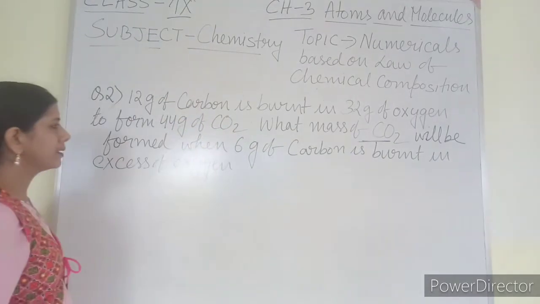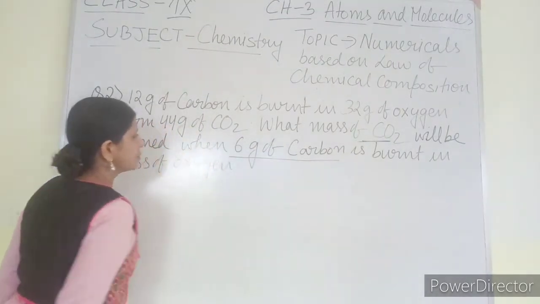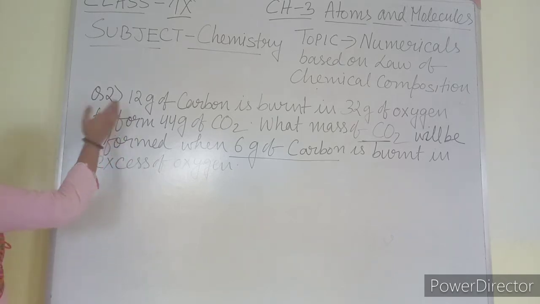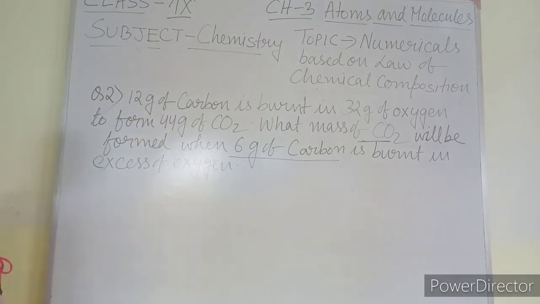CO2 you have to find out for the second time when 6 gram of carbon is burnt. Okay. So 6 gram of carbon, that means I don't need oxygen. The amount of oxygen is not needed to me. I will only take carbon and I will only take carbon dioxide. So what will be my unitary method? 44 gram of carbon dioxide is produced by burning 12 gram of carbon.